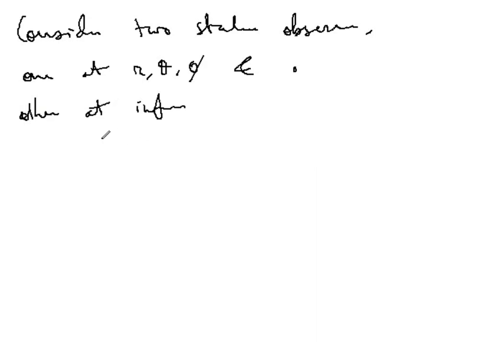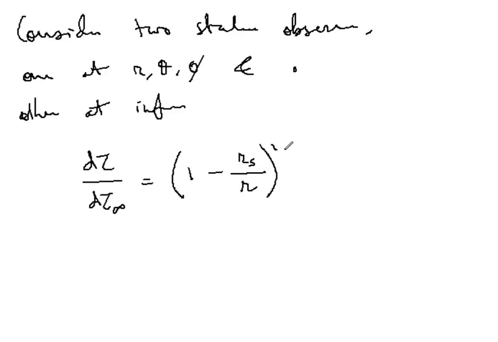Okay, then what is the relation between the proper times of both of them? Well, the relation between the proper times of the two of them is the following: 1 minus rs by r to the power half. This is equation 4.